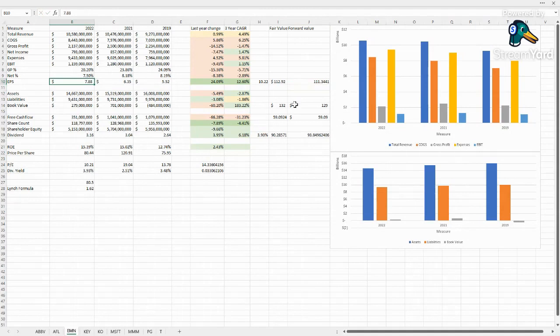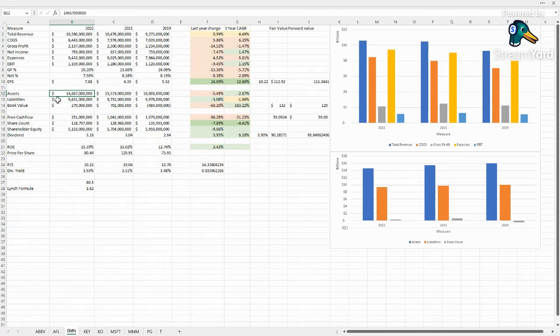That is down from last year, which would give us a slightly down valuation using that metric of $111.34. Still well above the current share price of $85.